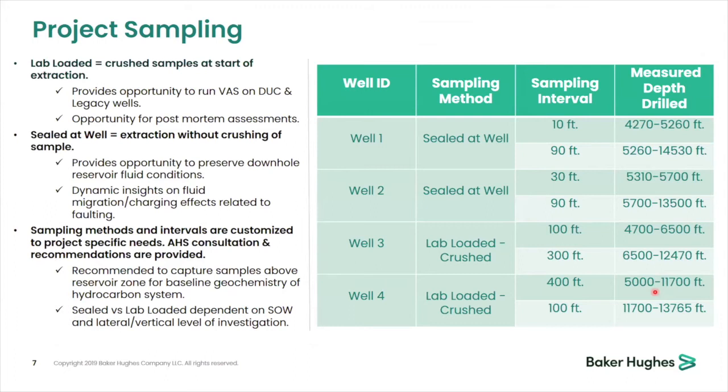Okay, so there are 2 different sampling methods, the lab loaded and the sealed at well. The lab loaded method involves crushing the cuttings samples at the start of the extraction process. This method provides the opportunity to run VAS on older cuttings from legacy cores or drilled and uncompleted wells an operator might have in an area. It also provides an opportunity to conduct post-mortem assessments on particular wells that may have underperformed.